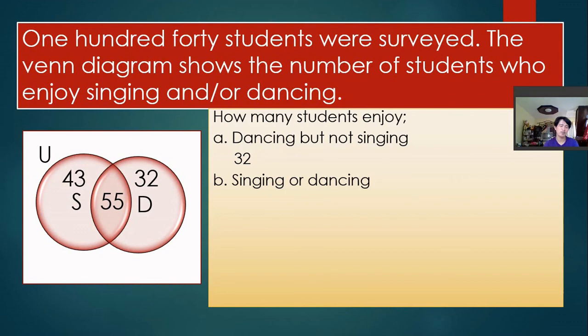So the second question. What do you think is the answer for this question number 2? Singing or dancing? Do you still remember that or in operations of sets means union? Another way of saying it, you are to add up all of the numbers. That's singing or dancing: 43 plus 55 plus 32 equals 130. So there are 130 in all.